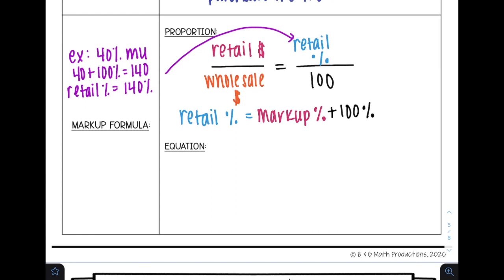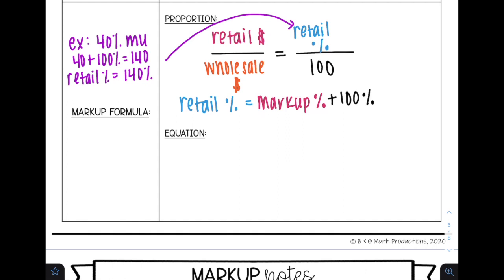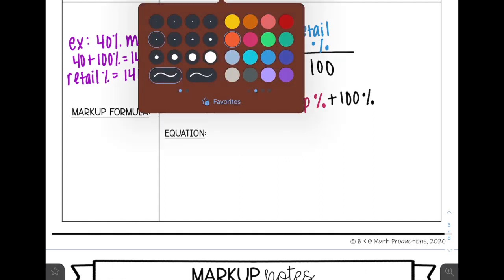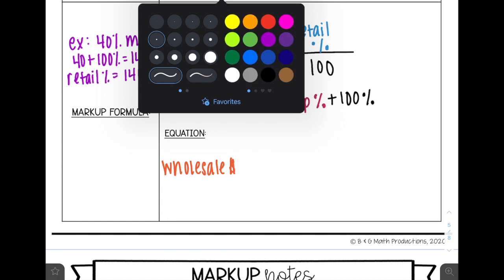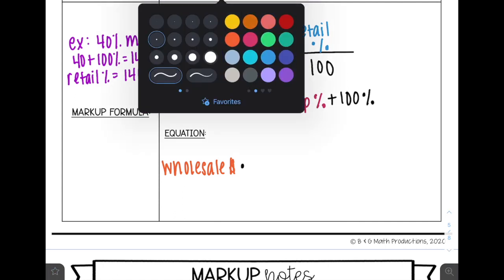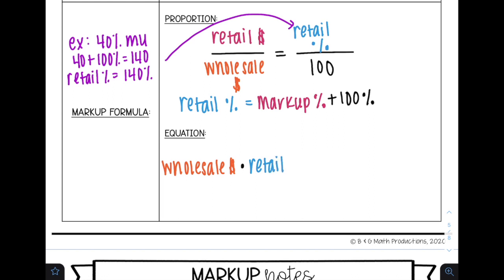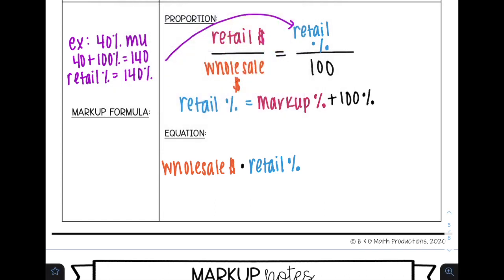We still need that for when we deal with our equation. In our equation, we're going to start with our wholesale amount in terms of money, obviously. We're going to multiply that by our retail percent. And that's going to give us our retail amount in terms of money.